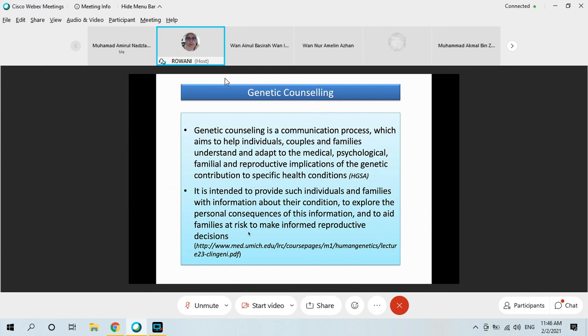Say the mother is a carrier of an X-linked condition, a serious X-linked condition. So she has one son who is affected. Now you give genetic counseling so that they can make an informed decision of what they want to do. Do they want to have another child and take the risk, or do they want to opt for other alternatives?